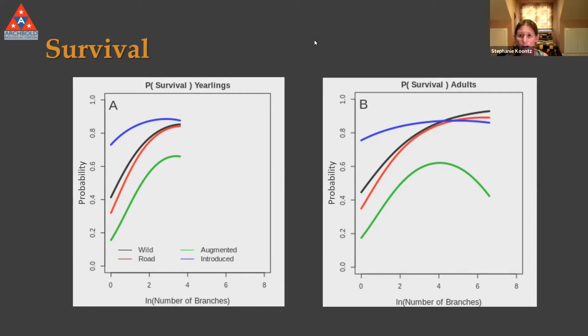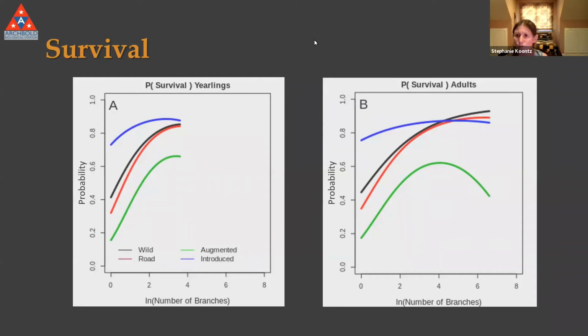So what both of these graphs show is that as you increase in size, you tend to have a higher probability of surviving. Larger plants are more established, able to get resources, and therefore more likely to survive. If we compare among our management treatments, we see a similar trend in both, where wild gaps and wild roads are actually very similar. The introduction has a higher probability of surviving than all of the other management treatments, but then the augmentation has a much lower probability of survival, which was kind of shocking to us.